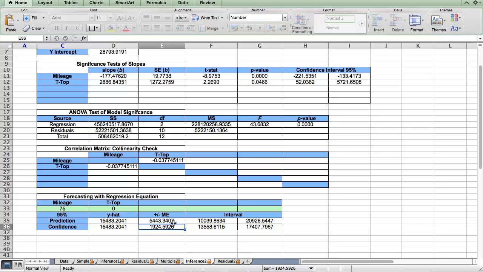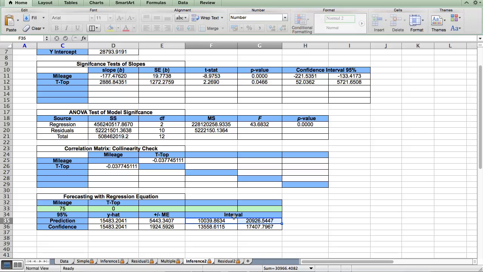So if we were trying to estimate the price of a particular Corvette that has 75,000 miles and no removable roof, we would estimate at 95% confidence that the selling price is going to be somewhere in this range, 10,039 and change up to 20,926. But as a seller, we might be concerned more with the average selling price, assuming that we might sell several of these types of Corvette.